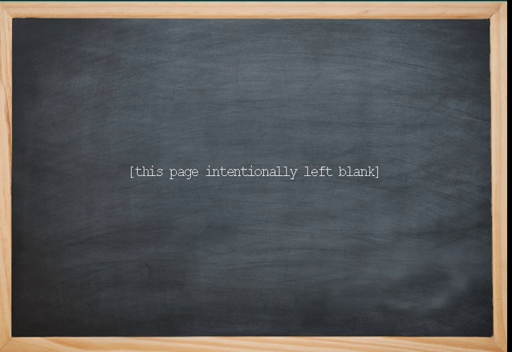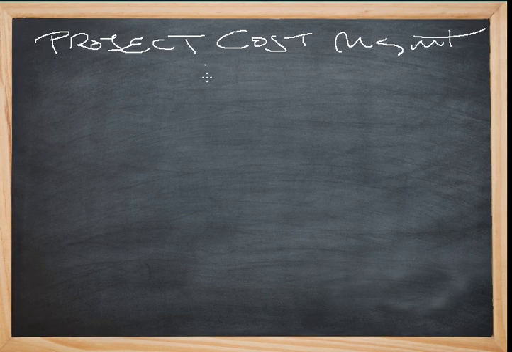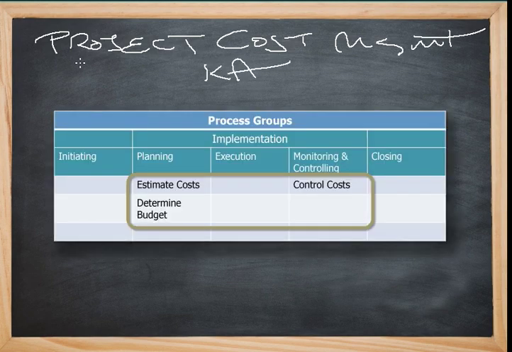Now, what does PMI's PMBOK guide have to say about cost management? Well, there is a project cost management knowledge area. I like referring to knowledge areas as KA. And in this knowledge area, there are three processes defined: the estimate cost and determine budget processes within the planning process group, and within monitoring and controlling, the infamous control cost. And we won't cover these details in this tutorial.